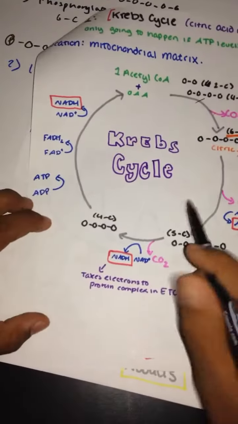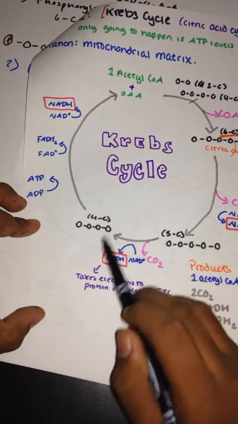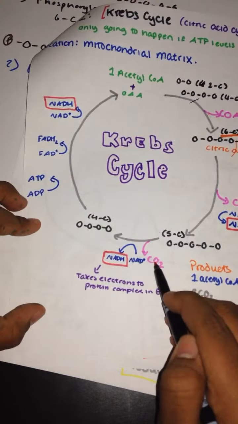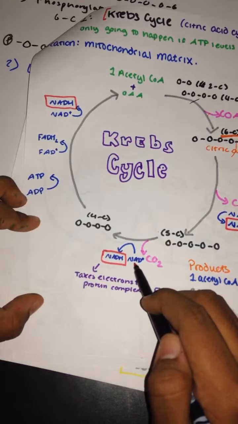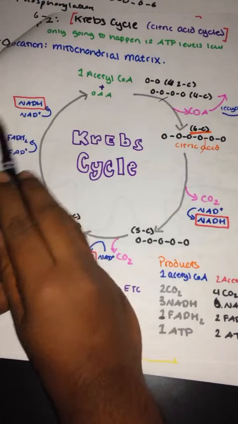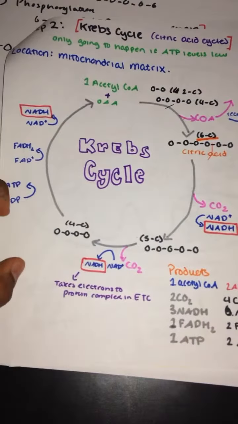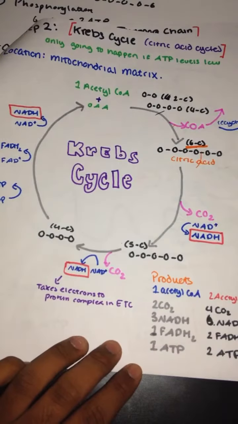Okay? So here, the 5-carbon sugar is going to turn to a 4-carbon sugar. And the same thing that happened previously is going to happen again. The CO2 is going to become decarboxylated and leave as a byproduct. And NAD plus will come in and reduce to NADH. Now both these NADH and the one up here, which I'll explain later, will go to the electron transport chain to participate in the production of more ATP.